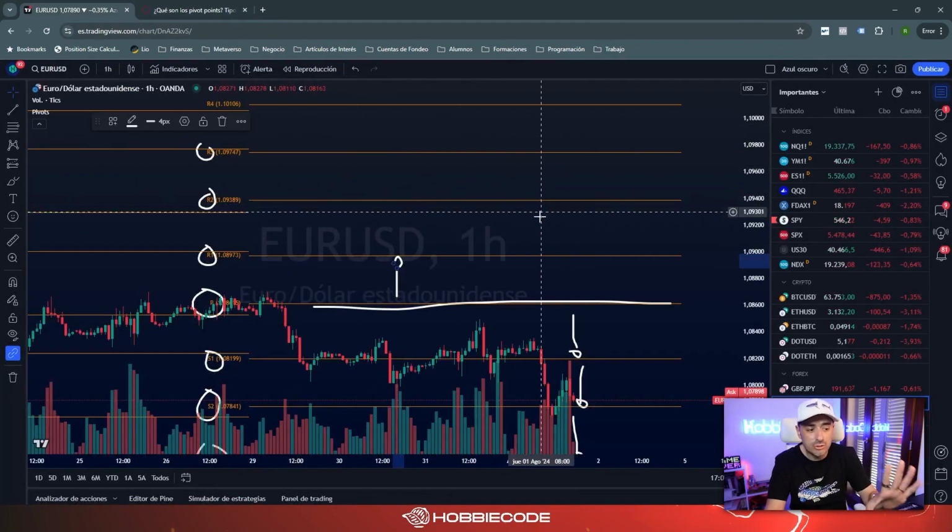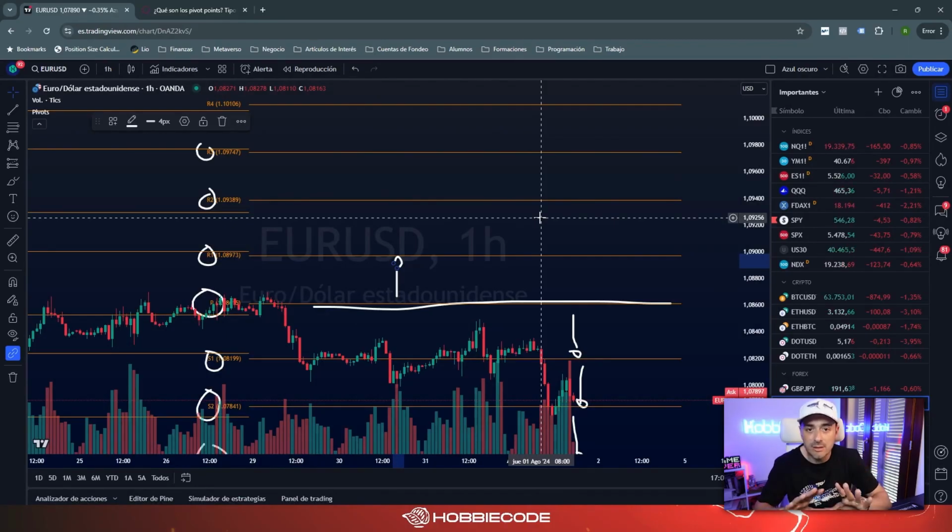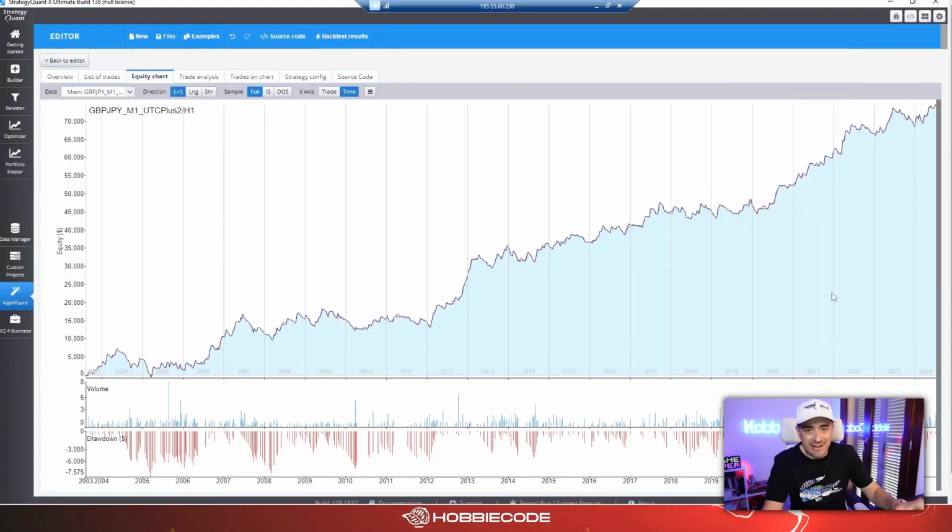The point is that it shows us on the screen, on the chart, different levels of resistance and different levels of support. Therefore, we will do something with this information. Now let's get to what I like the most, which is the money.